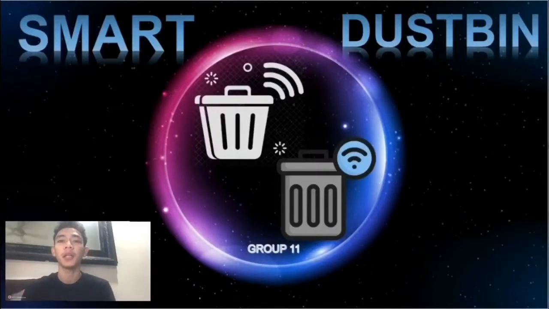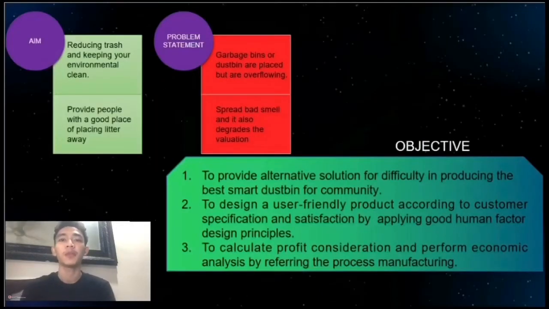Our group is going to present our product, which is the Smart Dustbin. Our aim in producing this Smart Dustbin is to reduce trash and keep your environment clean. Other than that, our aim is to provide people with a good place for placing litter away. That is the problem statement.